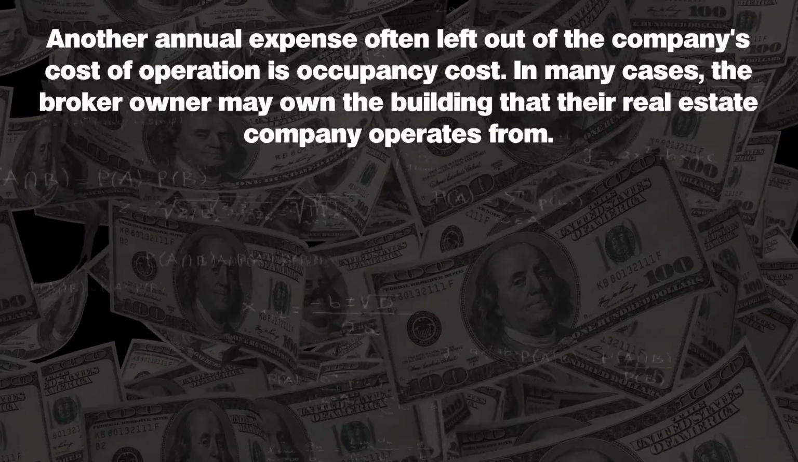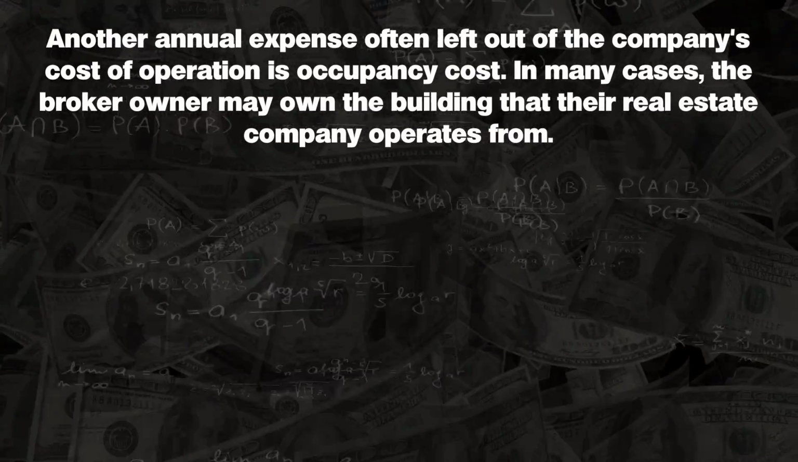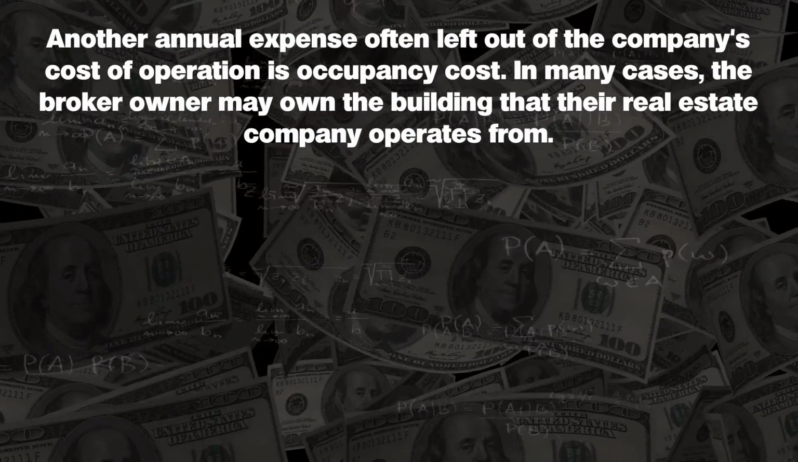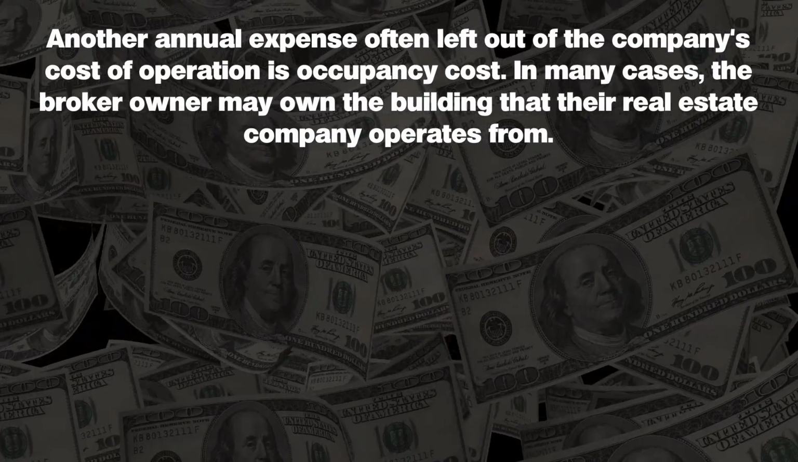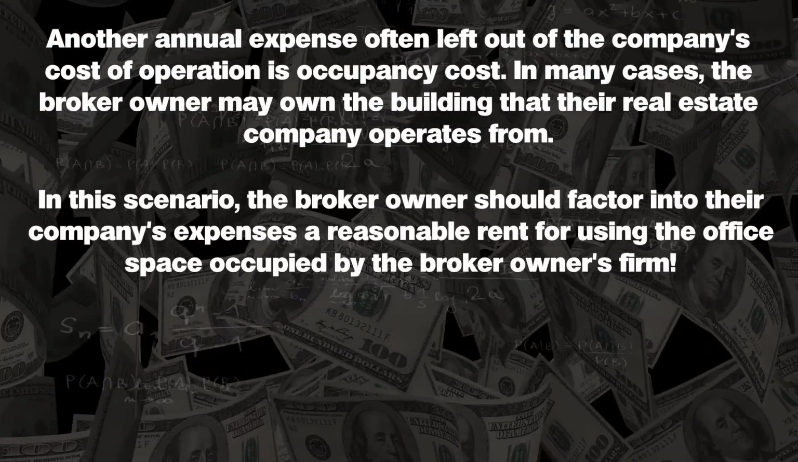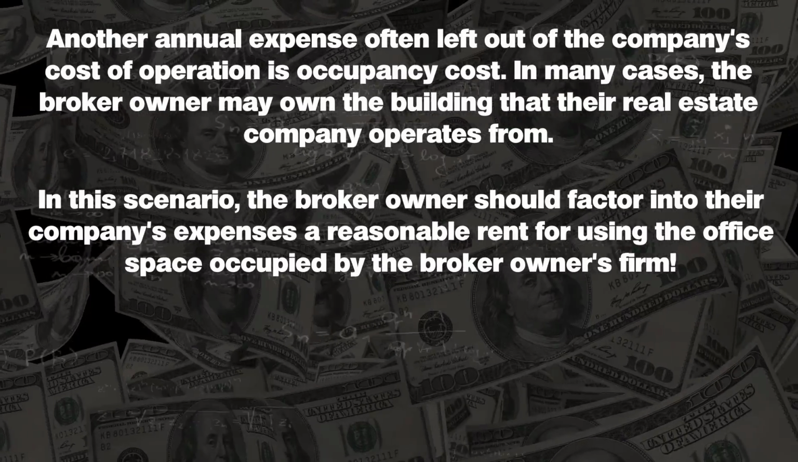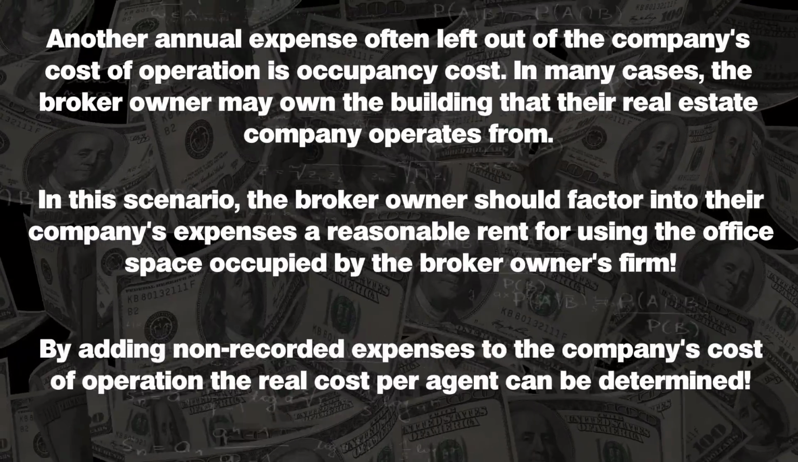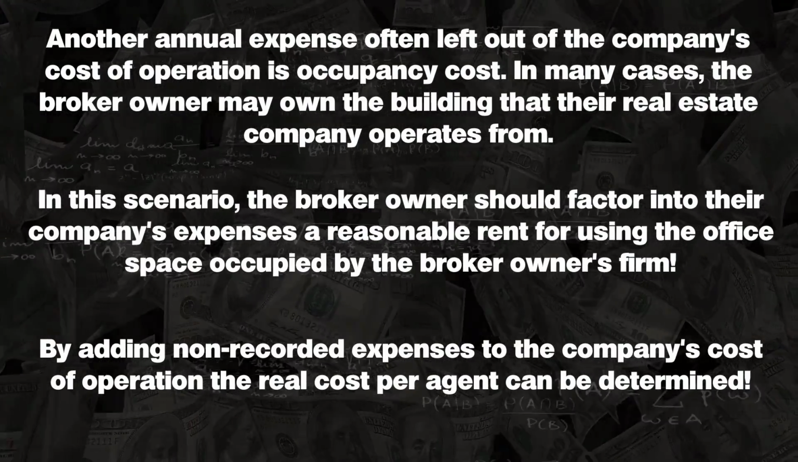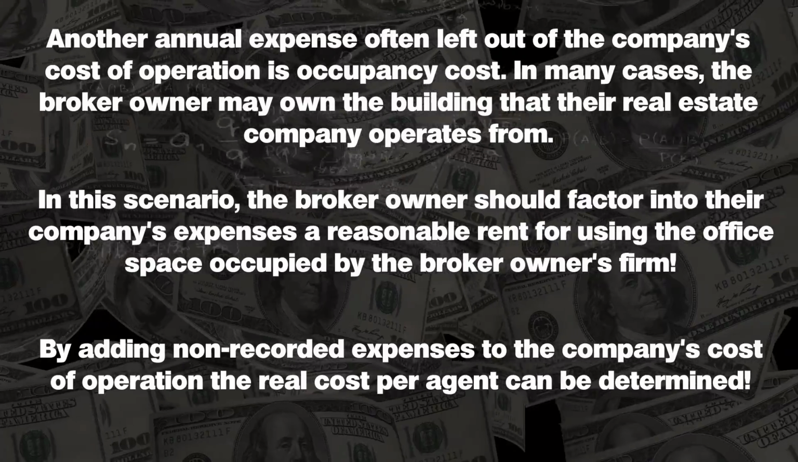Another annual expense often left out of the company's cost of operations, occupancy cost. In many cases, the broker owner may own the building that the real estate company operates from. In this scenario, the broker owner should factor into their company's expenses a reasonable rent for using the office space occupied by the broker owner's firm. By adding non-recorded expenses to the company's cost of operation, the real cost per agent can be determined.